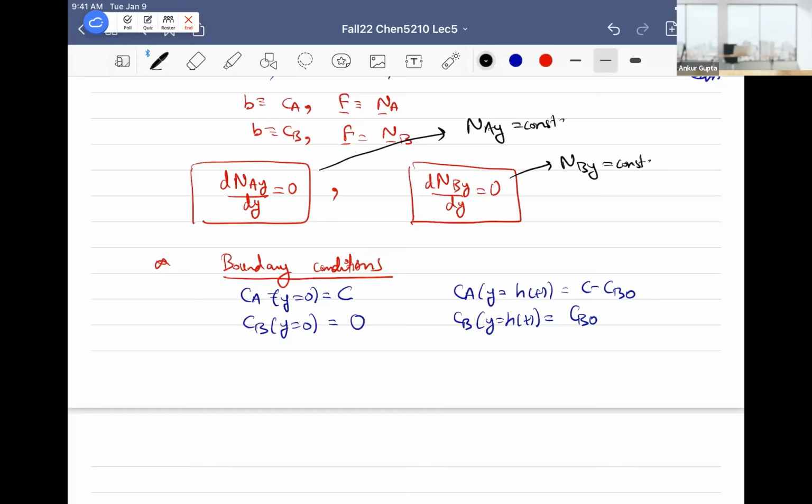Oh, yeah, good question. So basically, remember that NA is a flux which has a derivative of CA. So it has a second derivative of CA. So that's why I need two boundary conditions for A and two for B. That's a good question. Think of it like that. Typically, when you have a boundary, you can see physically there are two boundaries. So you need two boundary conditions for both A and B. Yeah, good question.